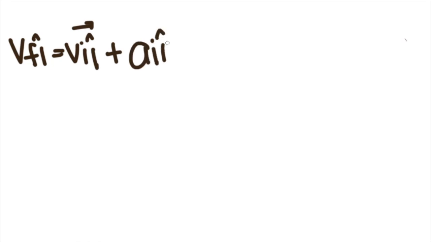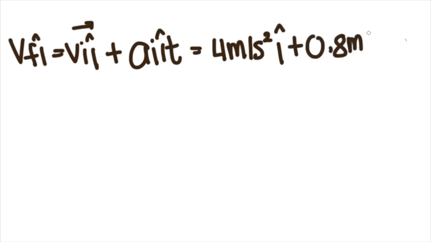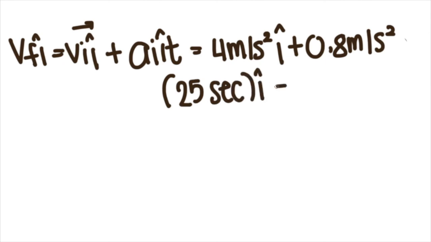Next, we'll be looking for the velocity for the i hat, which is initial velocity i hat plus a i hat times t. It will be equal to 4 meter per second i hat plus 0.8 meter per second squared times 25 seconds i hat. And the total answer will be 24 meter per second i hat.